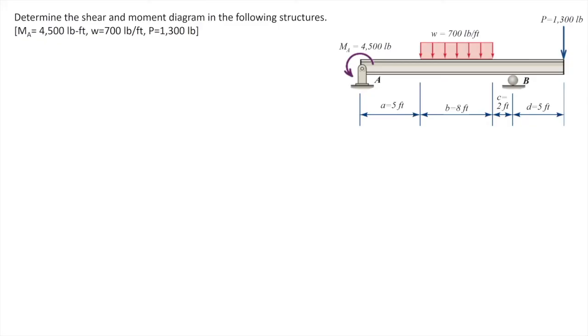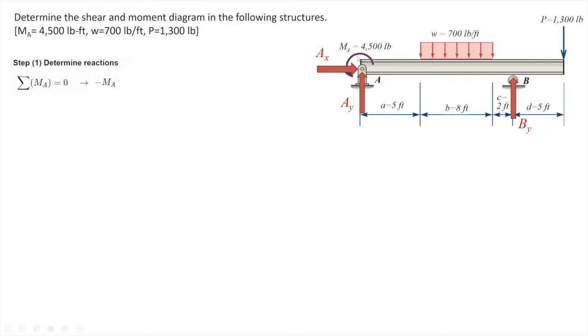Similar to the previous problem, we start with replacing the left support with 2 reaction forces, AX and AY, and supported B with 1 reaction force, which we call B sub Y. Sum of the moments around A should be equal to 0. Assuming clockwise is positive, the concentrated moment at A is getting negative sign, so that would be negative 4,500 pound-feet.